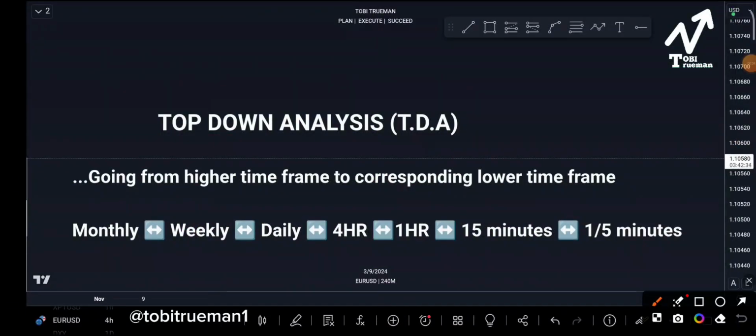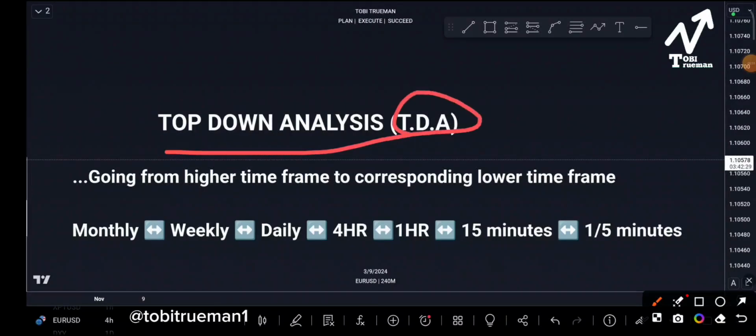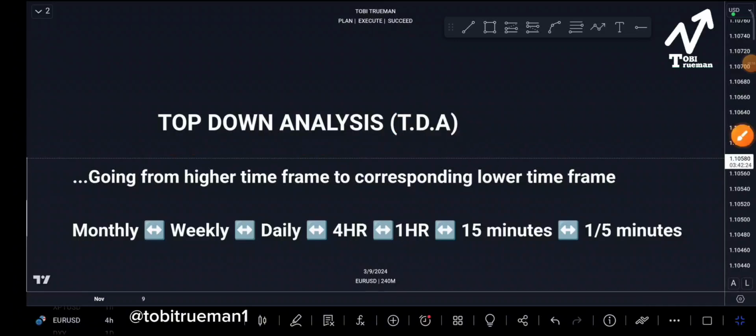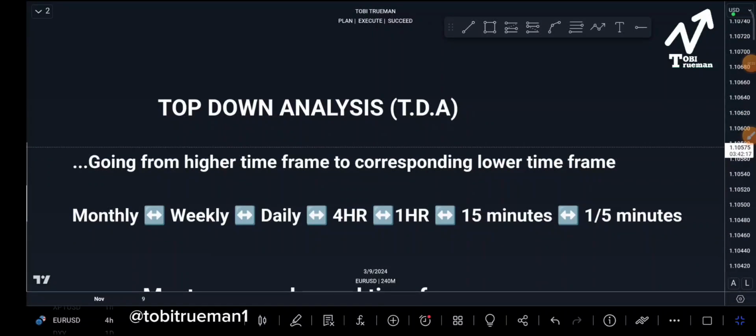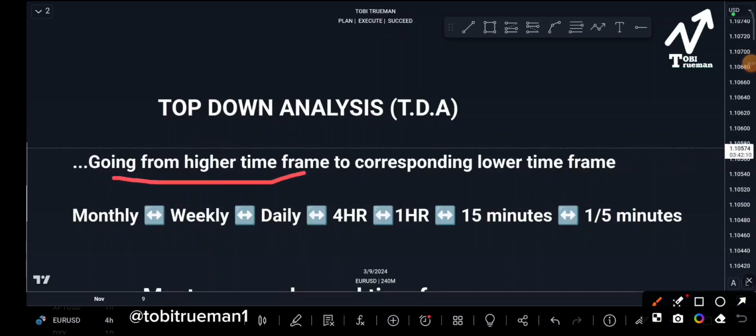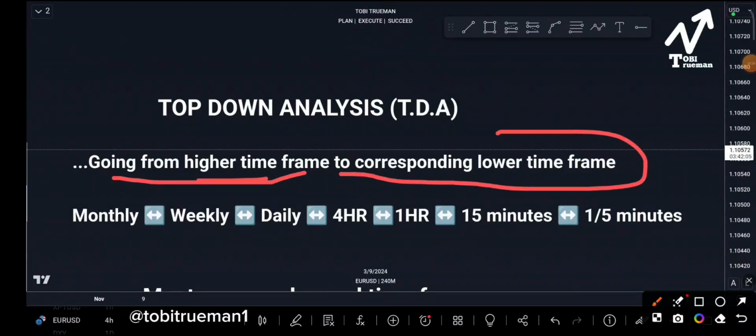I want to look at top-down analysis, abbreviated TDA. The purpose of doing this is to make trading easier and to make some improvement and adjustment. The meaning of top-down analysis is the art of going from a higher time frame to the corresponding lower time frame. Higher time frame you can say HTF, then lower time frame you can say LTF.